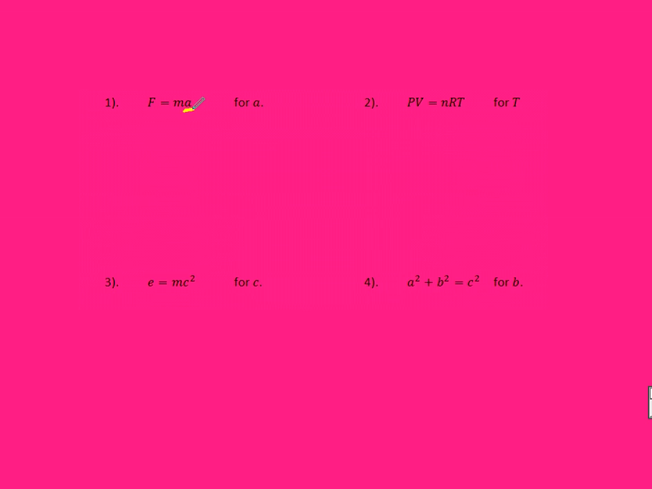In this case, A. To get A by itself, what is it attached to? It's attached to M. It's attached by multiplying. To undo that, I need to divide both sides by what it's attached to. So the M's would cancel out. I'd be left with F over M is equal to A. So that's all I need to do because now I have A by itself.